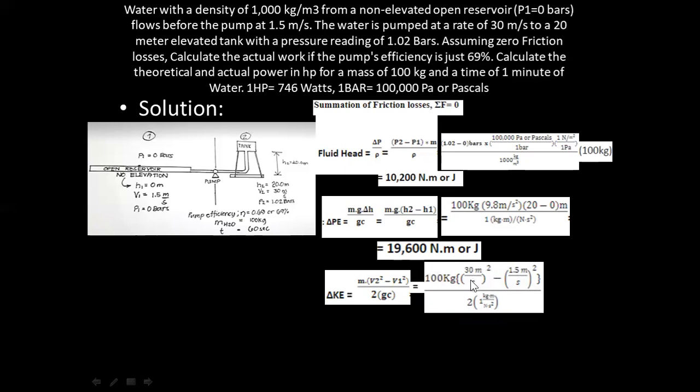So this is the final velocity after the water flowed through the pump, at 30 meters per second. And the initial velocity is of the water flowing prior to the pump, at 1.5 meters per second, quantity squared over twice gc. Our gc for SI units is 1 kilogram meter per Newton second squared. So further simplifying these values for kinetic energy gives us 44,888 Newton meter or joules.